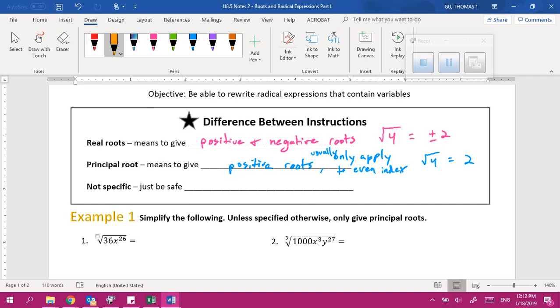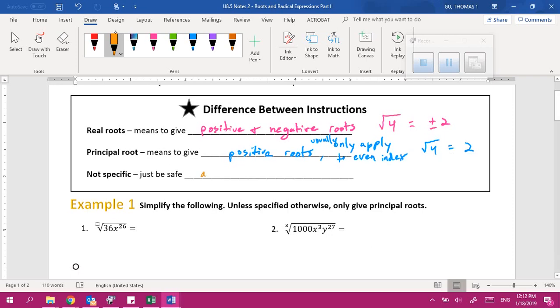What are you looking for? Do you want just the positive ones or do you want both? Okay, so just ask the teacher. When it's not specific, do I want both? No, just give the principal. So we're going to see right here.